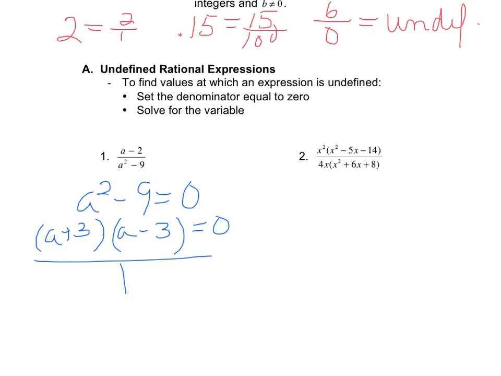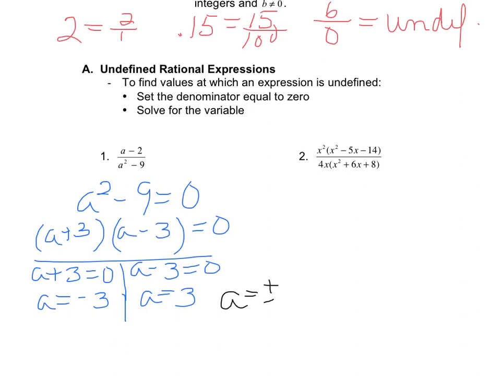We're going to T-bar, setting each factor equal to 0 and solving. So a plus 3 equals 0 and a minus 3 equals 0. If I was to solve the left side, I'd subtract 3 on both sides. a is a negative 3. And if I was to solve the right side, I would add 3 to both sides, so a is a positive 3. So my answer here would be a equals plus or minus 3. Those are the only two integers that would make that denominator equal to 0, that would make that rational expression undefined. Okay, let's move on.